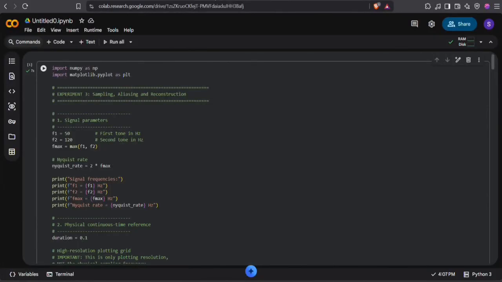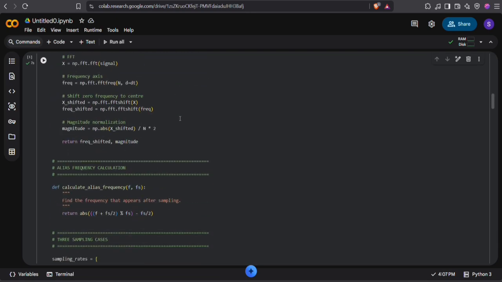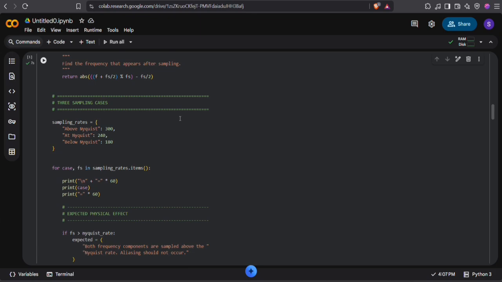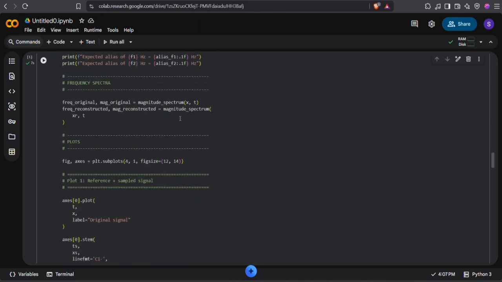Today I am presenting my implementation of experiment 3, which is based on sampling, aliasing, and reconstruction. I implemented the experiment in Python using Google Colab. Instead of directly starting with the theoretical concepts, I will first explain how I implemented the experiment in code, then I will show the results and graphs, and finally I will explain all the theoretical concepts and the observations, which are documented in my report.